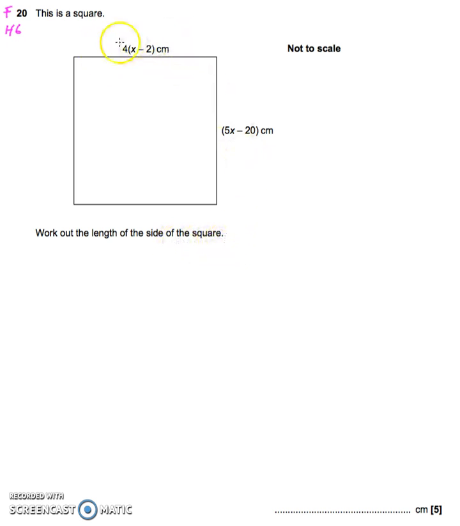So we've got two expressions for the same thing. We've got 4 and then x minus 2 in brackets, and we've got 5x minus 20. So because they're the same thing, we can make them equal to each other. And you do that by using the equal symbol. There we go. Nice simple start to this question. Make them equal to each other.